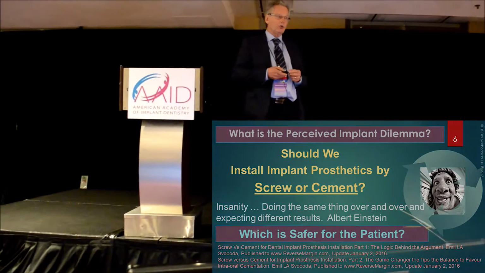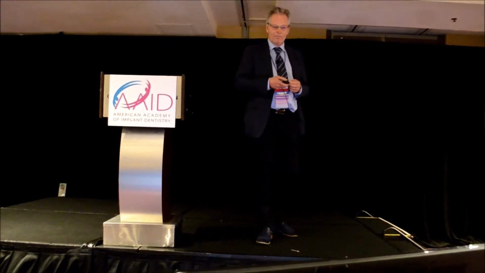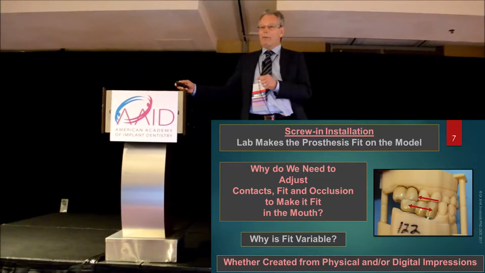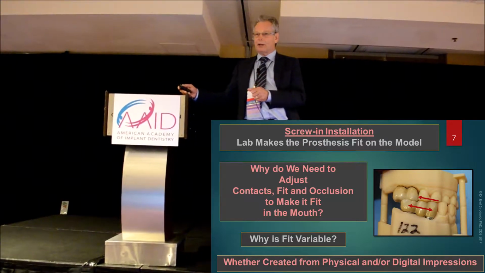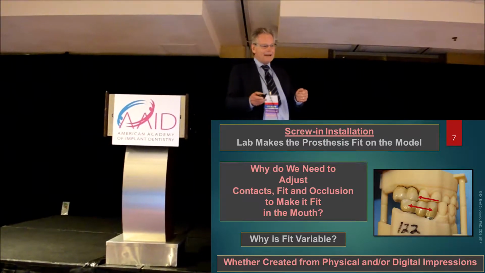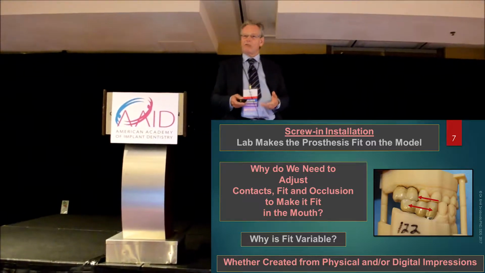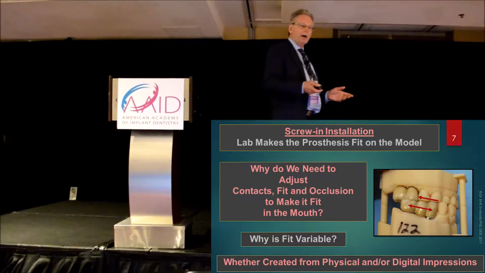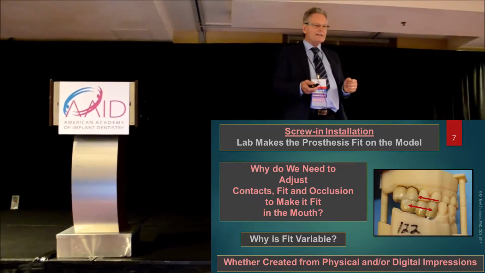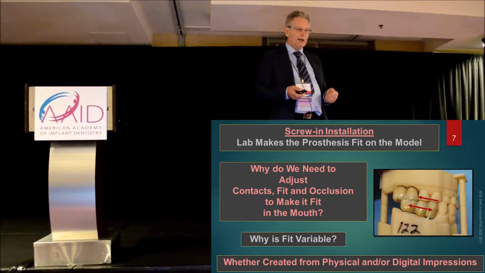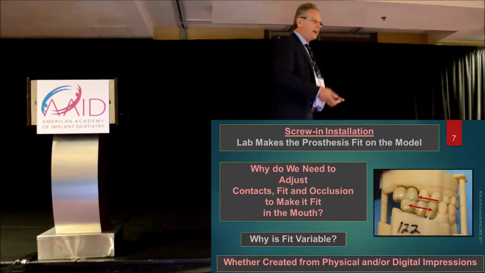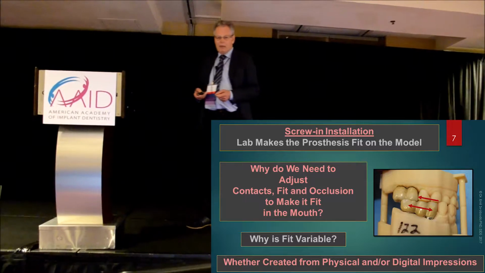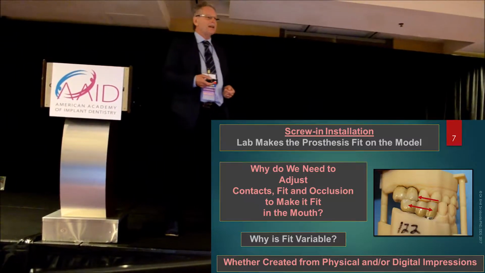So I'm going to go over the screw installation, what the problem is. Why is it that when we get a prosthesis from our laboratory, and we look at it, it's perfect? It fits perfect. It can't be any better. And then we put it into the mouth, and why is it that we have to adjust contacts and occlusion and fit and all these things? Why is it? And why do we have good days and bad days?